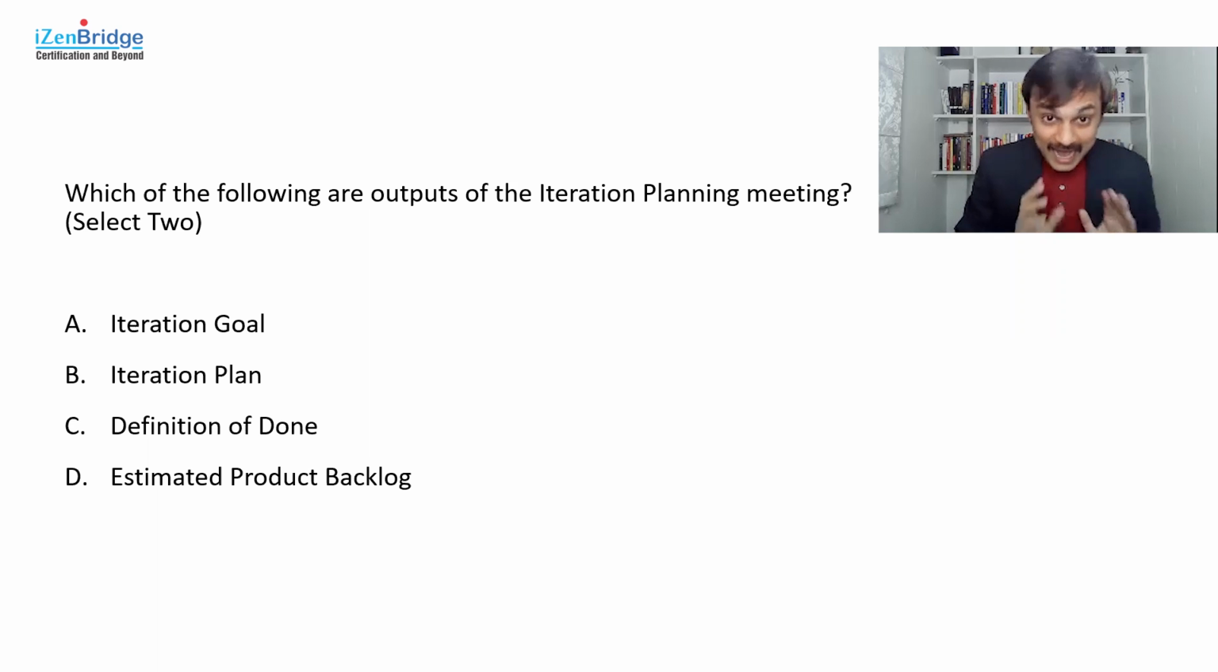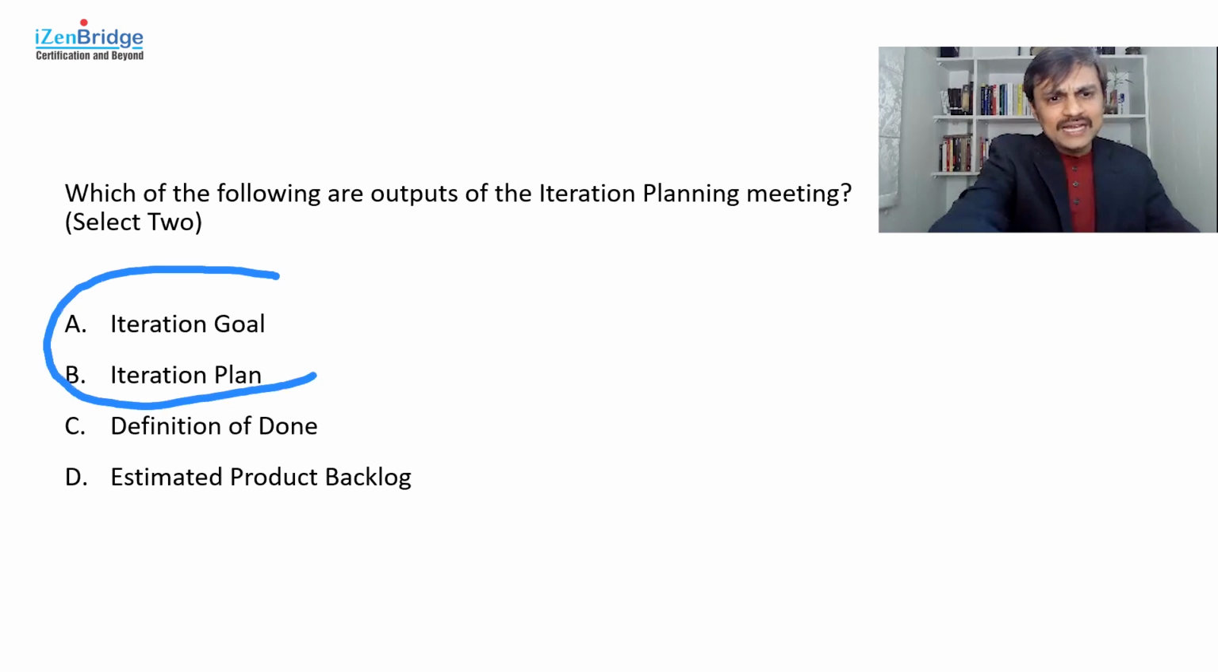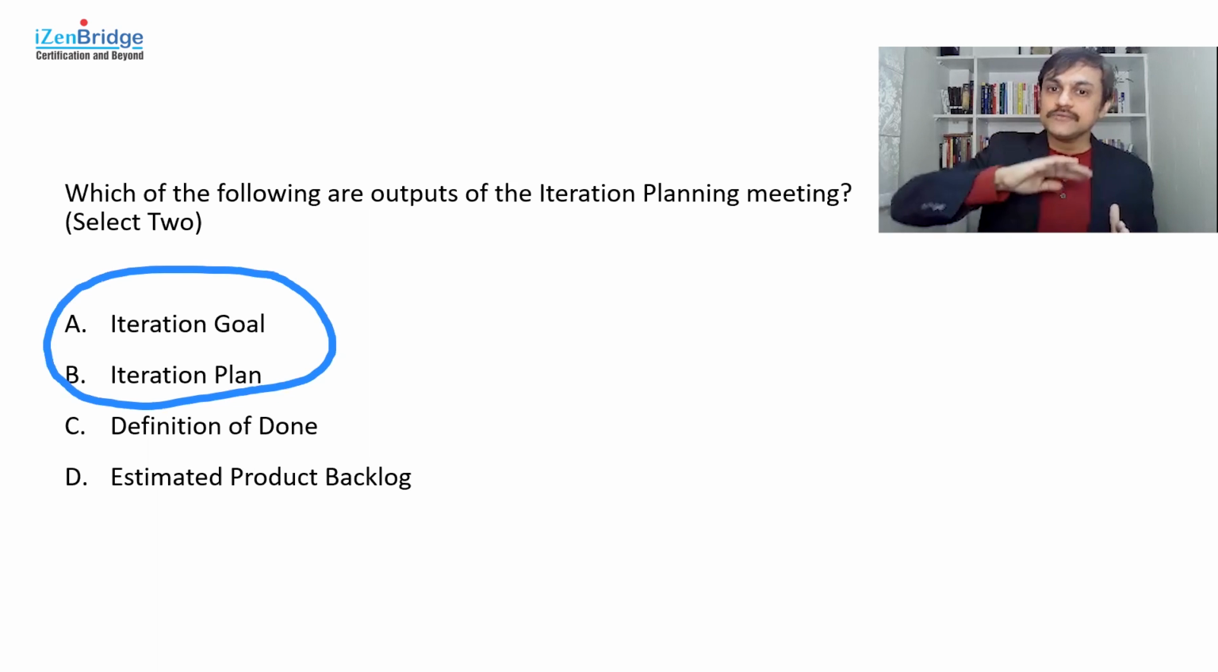Now, what I believe in this particular question, options A and B seem to be clear, easy choices. You should not face any difficulty in picking A and B. This seems to be a very easy question. Now, if you are finding this question a little difficult, it means you need to study a little bit more about how these various agile meetings operate, what their goals are, and what outputs they generate at the end of it.